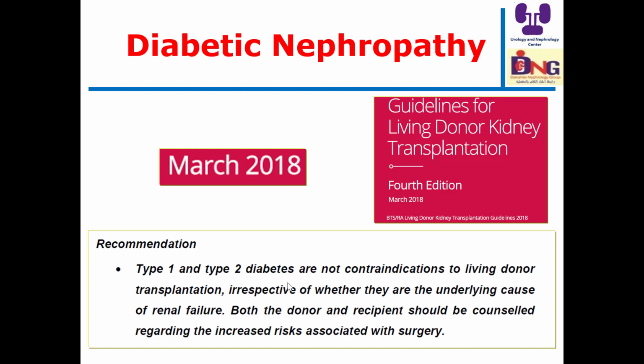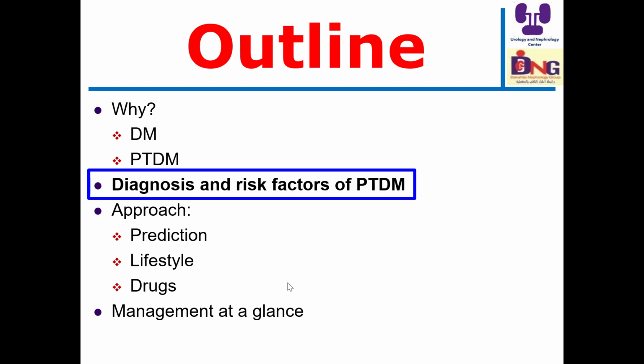I'd like to end this sector with this slide, which shows the guidelines of living kidney donor transplantation that were released from Britain in March this year. Type 1 and type 2 diabetes are not contraindications to living donor transplantation, irrespective of whether they are the underlying cause of renal failure. Both the donor and the recipient should be counseled regarding the increased risk associated with this surgery. And one of the risks is recurrence. We shouldn't fear recurrence so much, because it takes a long time for its appearance, and it takes another long time for affecting the graft importantly.